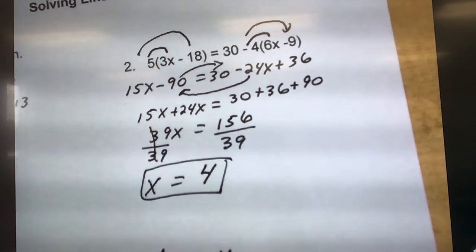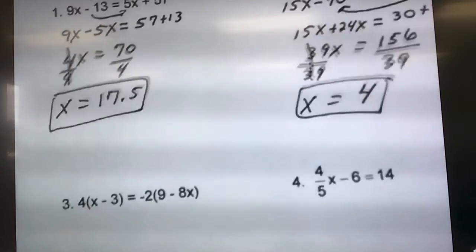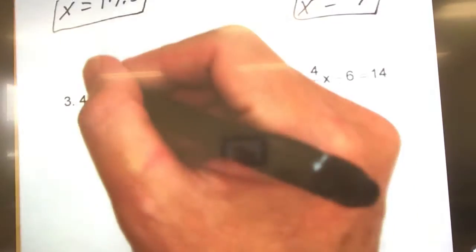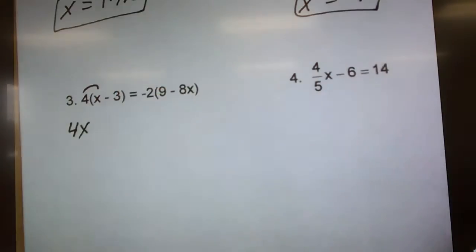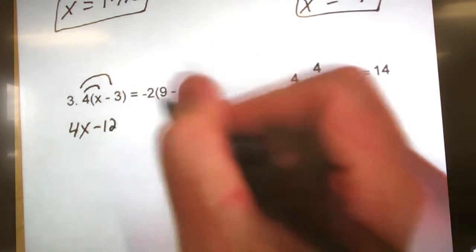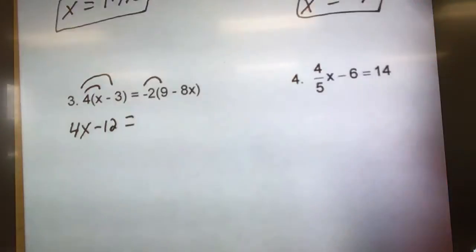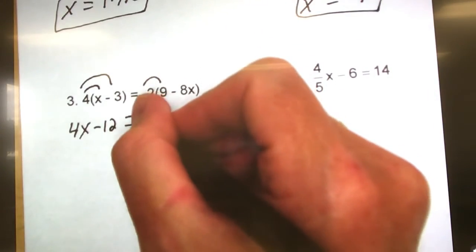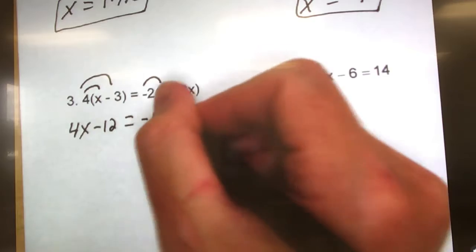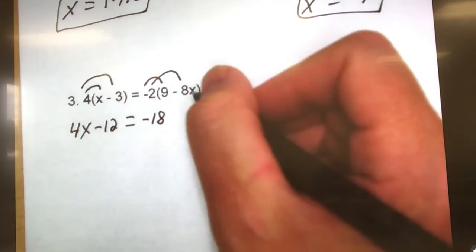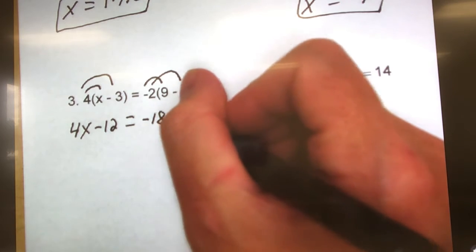Okay, moving on to number 3. Same thing. We have a number touching parentheses, so I have to distribute. 4 times x, 4x. 4 times negative 3 is negative 12, equals negative 2 times 9 is negative 18. Negative times a negative, so negative 2 times negative 8 is a positive 16x.